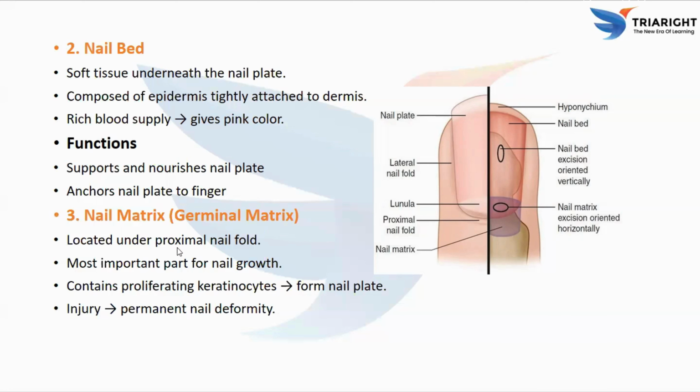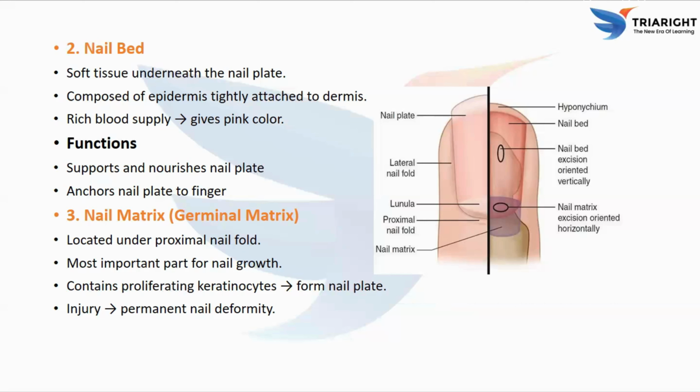The next part is the nail matrix, also called the germinal matrix. The nail matrix is the root of the nail. It is located under the proximal nail fold, hidden under the skin near the cuticle area. You can clearly see in the picture here, this is the proximal nail fold, and underneath you have the nail matrix, hidden under the skin near the cuticle area.